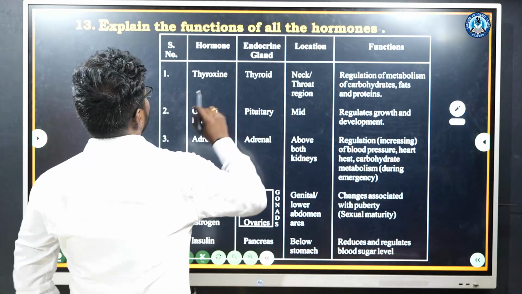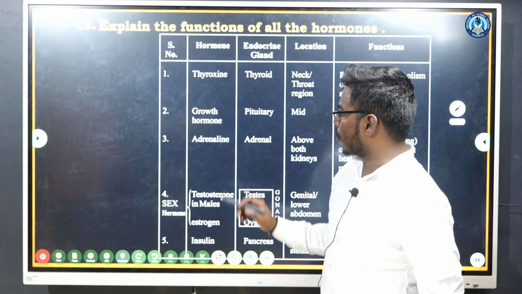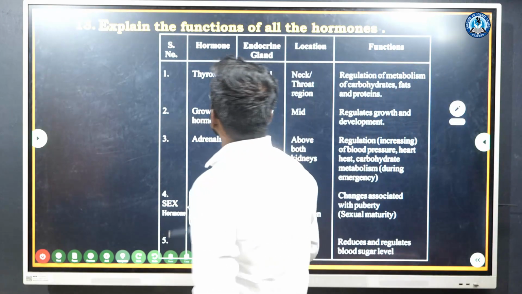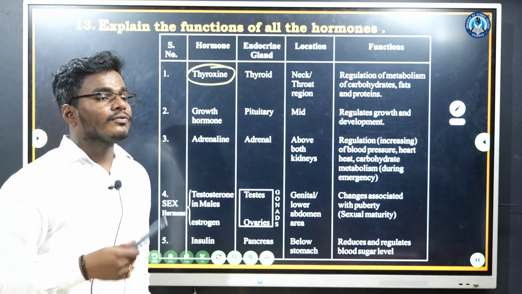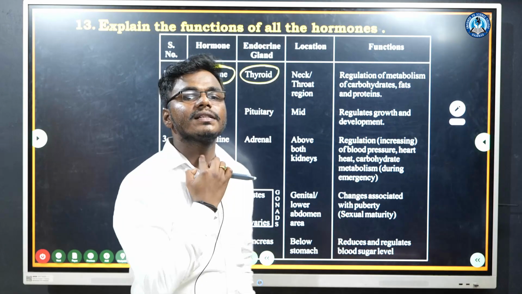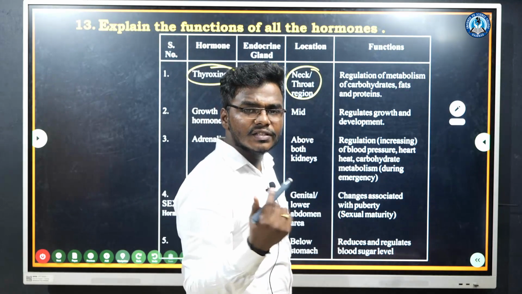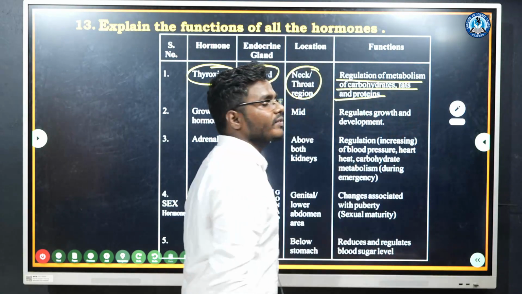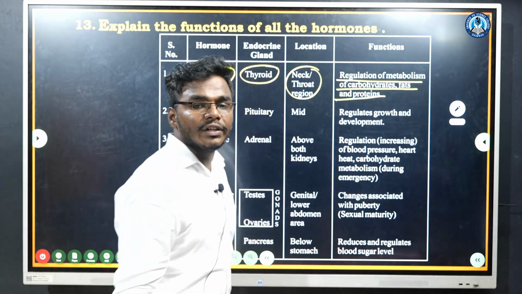So the next question is: explain the functions of all the hormones. Thyroxine, growth hormone, adrenaline, testosterone, estrogen and insulin. The name of the first hormone is thyroxine. This hormone is produced by a gland called the thyroid gland, which is present in the neck region or the throat region. What is the function of this thyroid gland? Regulation of metabolism of carbohydrates, fats and proteins. It regulates the metabolism of carbohydrates, fats and proteins.